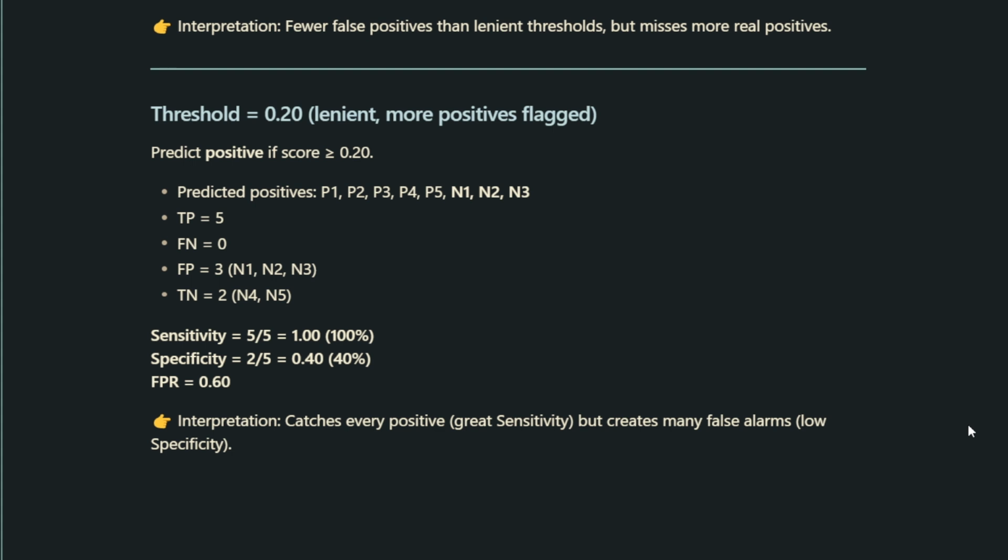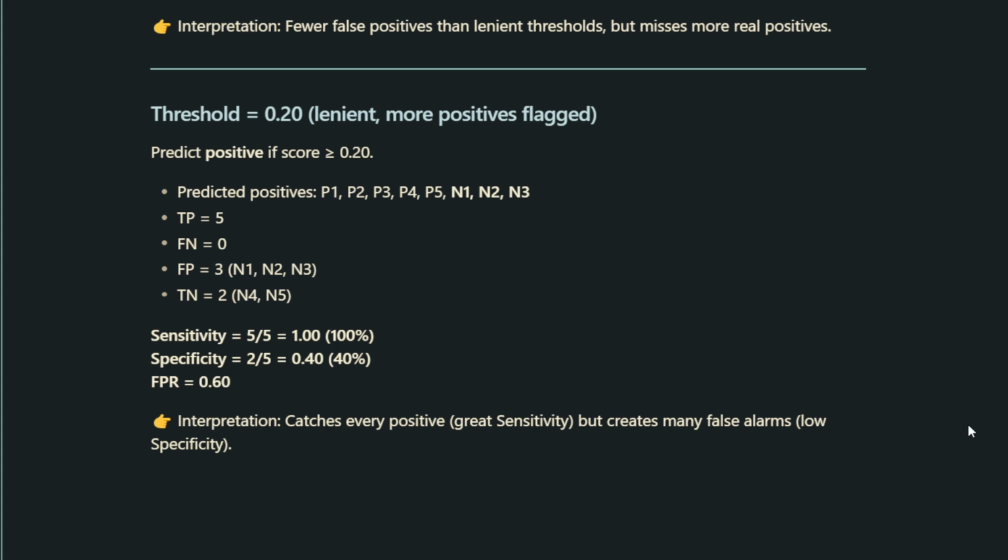So what did we just learn? The threshold you choose can dramatically change your model's behavior. A strict threshold gives you fewer false positives but misses many real cases. A lenient threshold catches all positives but produces many false alarms. The ROC curve is basically a way to summarize this trade-off across all possible thresholds.